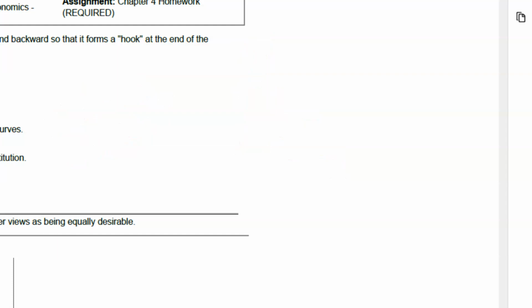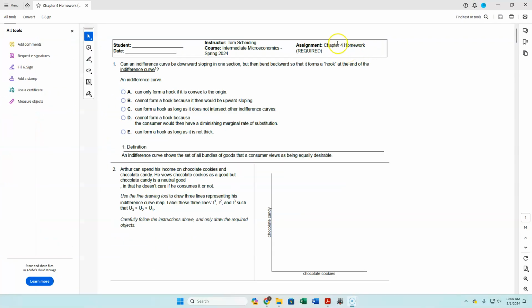I hate it when it does that. I have to zoom out here. Let's try it again.